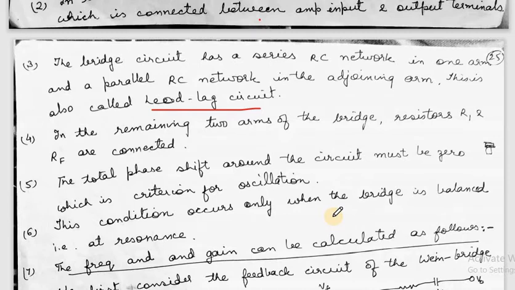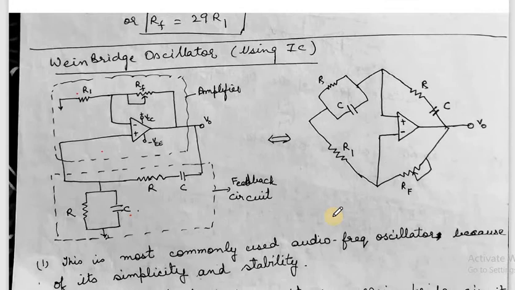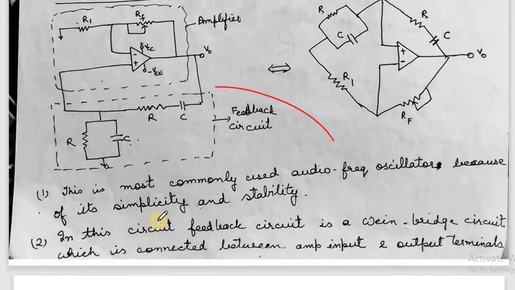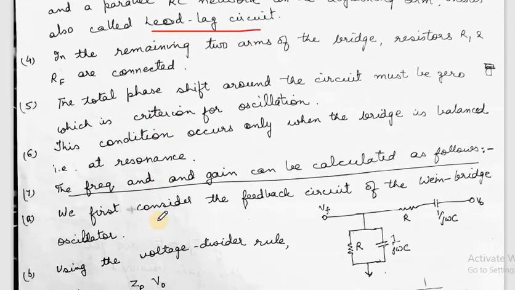How is the total phase shift 0? We had already discussed that in this non-inverting amplifier there is no phase shift, and there is no phase shift in the feedback network either. So the total phase shift in the circuit is 0. Now we'll calculate the frequency and the gain in the following manner.